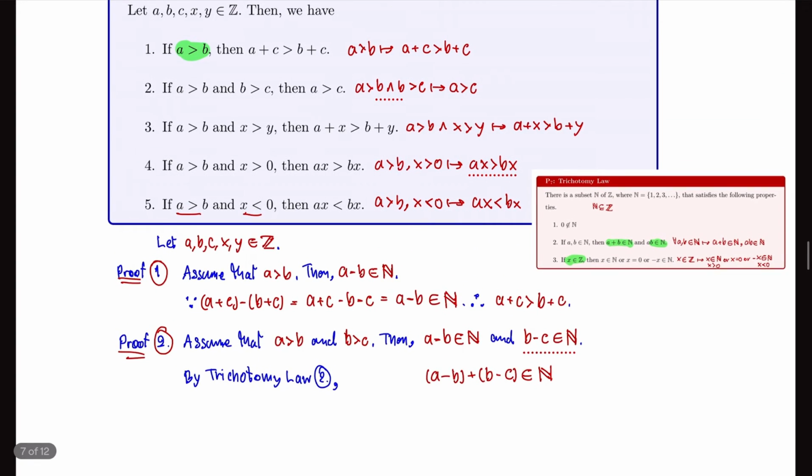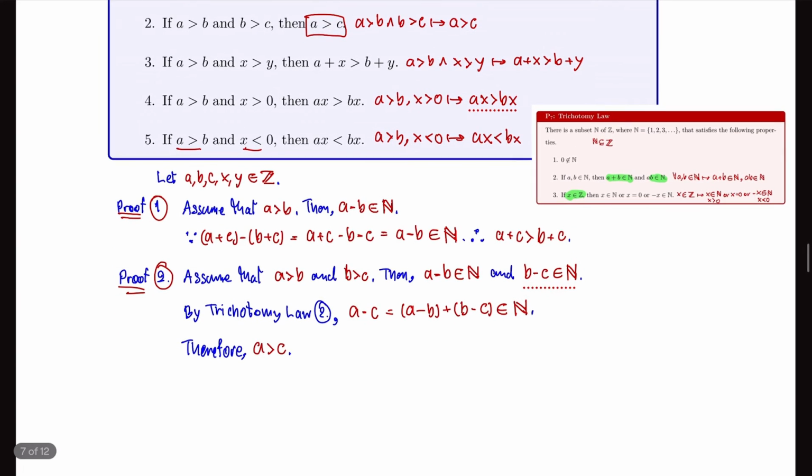We want to prove that a is greater than c. So we want to start with a minus c. And what is a minus c exactly? Actually, a minus c is a minus b plus b minus c. As you can see, minus b plus b cancels, so you're going to have a minus c. So a minus c is in the set of natural numbers. Okay, so therefore a is greater than c.